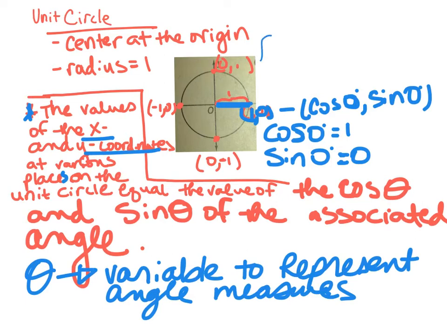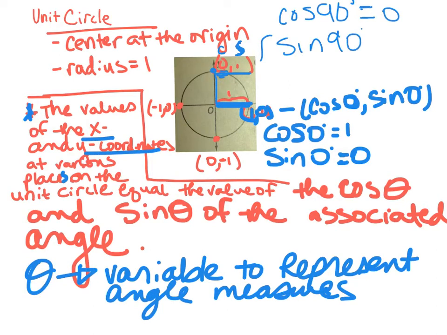So then up here, this is a 90-degree angle. It always goes cosine, sine. So the cosine of 90 degrees is going to equal whatever the x value is of your coordinate, so 0. And the sine of 90 degrees is equal to 1.